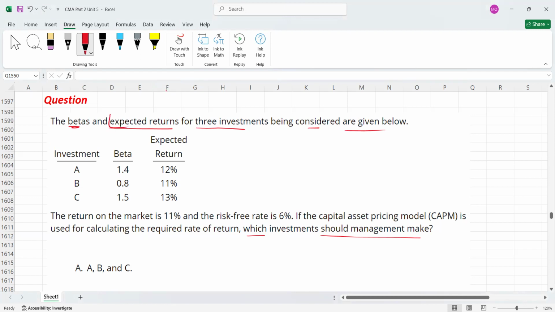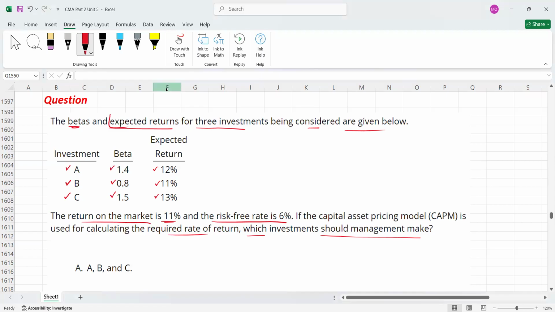So we have investment A, beta is 1.4, expected return is 12%. Investment B, beta is 0.8, expected return is 11%. Investment C, beta is 1.5 and expected return is 13%. This is the expected return. Now the return on the market is 11%. This is RM, return on market. And the risk-free rate is 6%. If the capital asset pricing model is used for calculating the required rate of return, if you're using CAPM to calculate the required rate of return, which investment should management make?